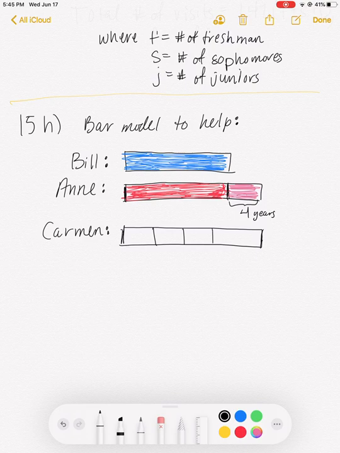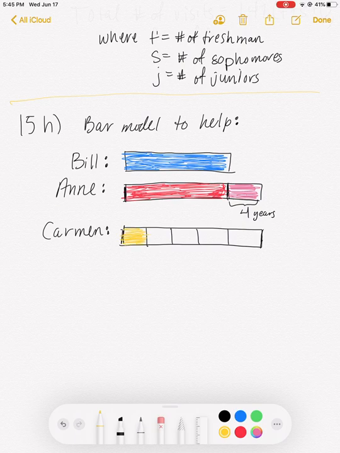1, 2, 3. So I need to take this distance here and separate it into 5 pieces, 4 marks. 1, 2, 3, 4. Okay, that's about good. A little bit bigger than that to shade. That one is too big. Okay, we'll just go with this. So Carmen is 1/5. She's going to be yellow. So there's Carmen's age right there.